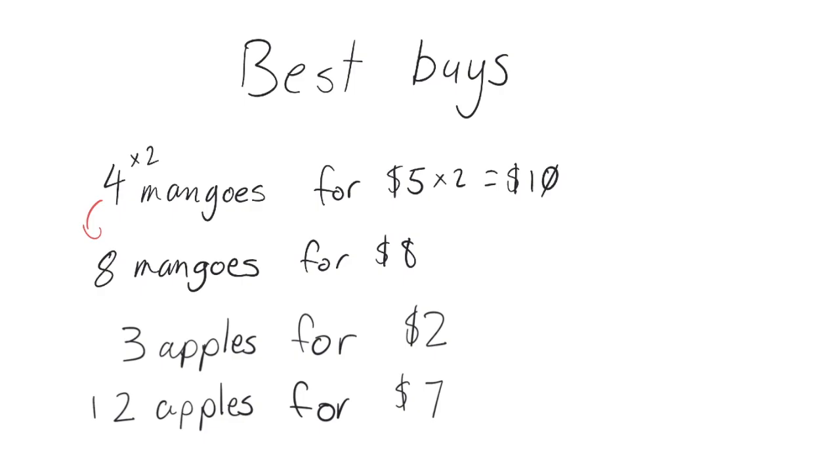So if you looked at something like this and went, if I multiply 3 by 4, I get 12. So I'm going to need 4 lots of those 3 apple bunches. Well, then that's actually going to cost me $8 because 2 times 4 is 8. Therefore, the best deal is in fact the 12 apples for $7.